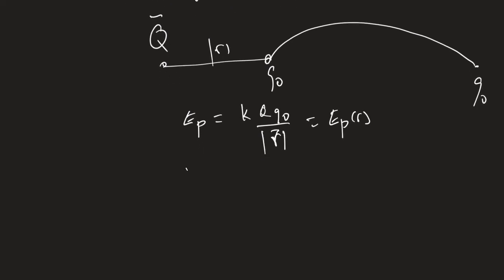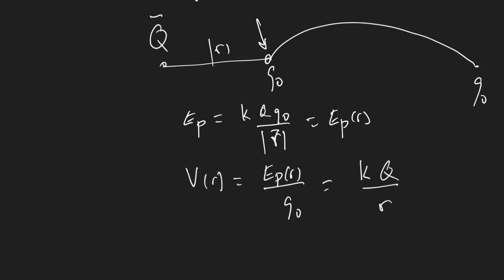You define the potential V of R as the potential energy per unit of charge. So the potential produced by the charge capital Q, the source, will be KQ divided by the magnitude of the distance R. So this is the potential at this point, V of R.